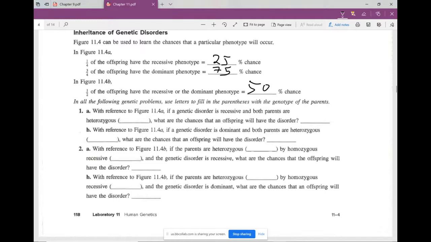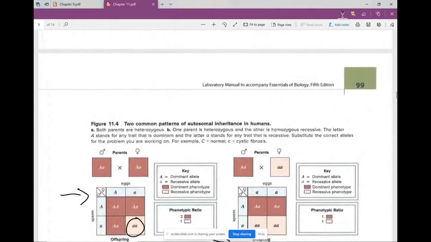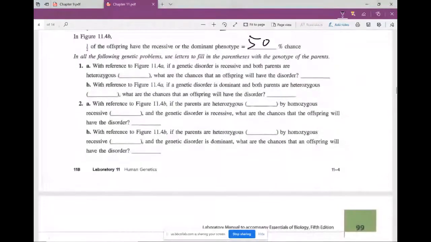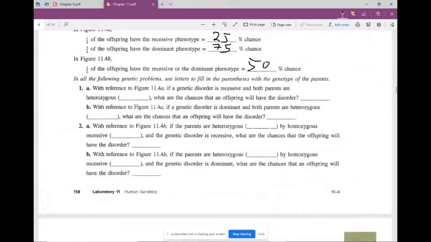With reference to these figures, 11.4a, if a genetic disorder is recessive and both parents are heterozygous, so these A's that they drew here mean that for the time being, until they tell you what they mean. Both parents are heterozygous, which they are, big A, little a. What are the chances that an offspring will have a disorder? So it's 25%, right? A 3-to-1. This is a monohybrid cross. So you have a 3-to-1 ratio.